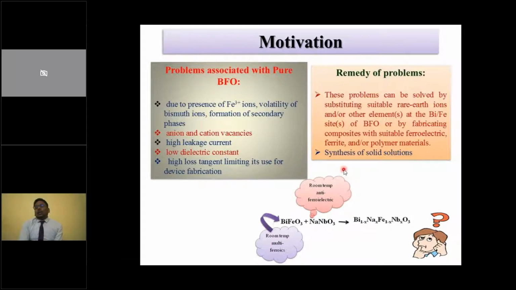How can we remedy this and get rid of this type of problem? Basically, one can substitute the materials.